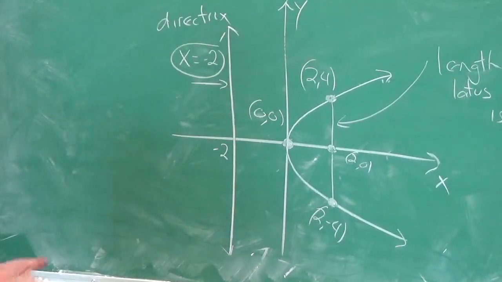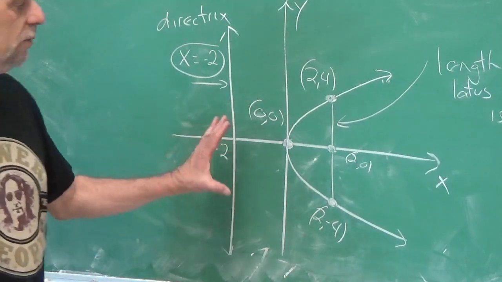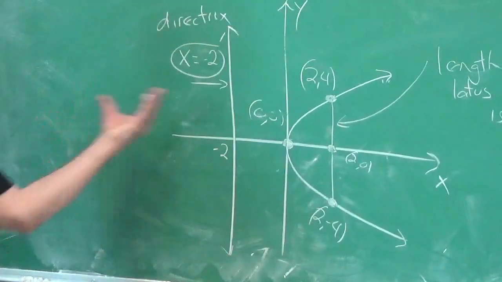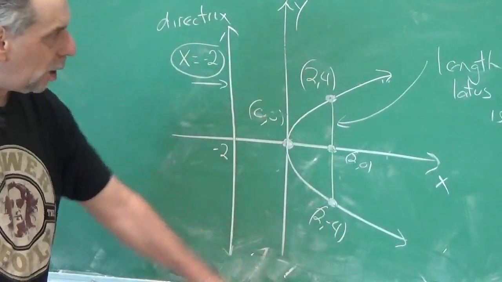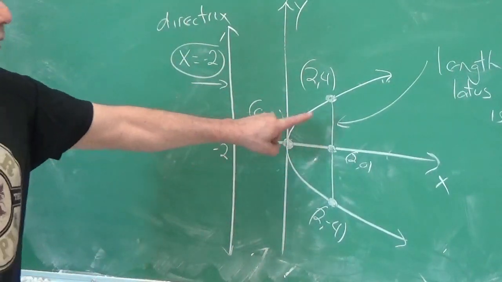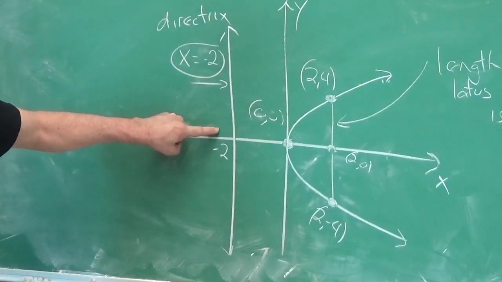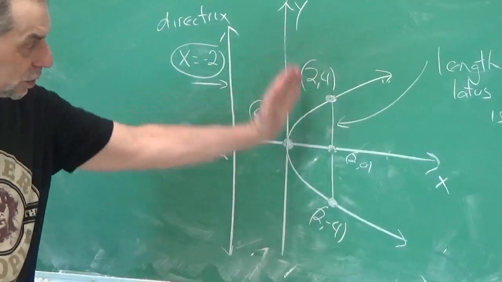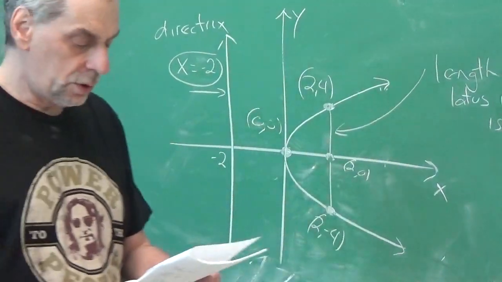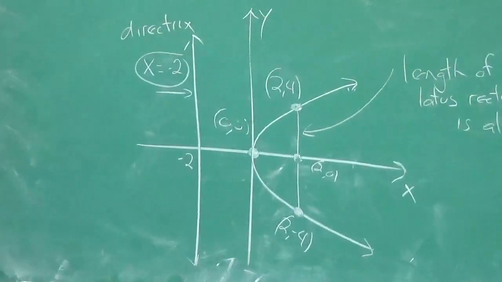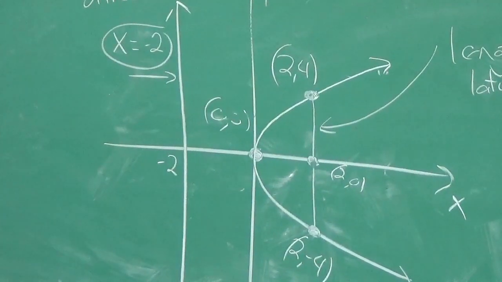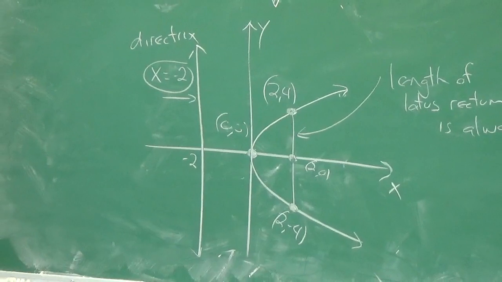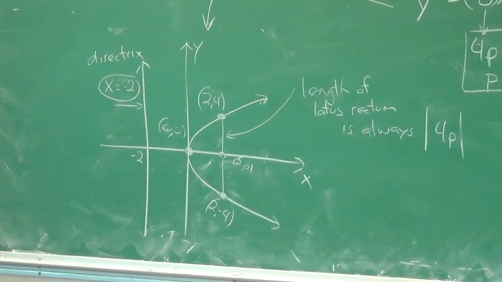Okay, so these are the things we want to know about a parabola. First of all, what direction is it opening? Is it opening this way? Is it opening this way? Is it opening up or down? Where is the vertex? Where is the focus? Where is the directrix? What is the length of this line connecting the endpoints that goes through the focus? All right, so those are all the things we want to determine about a parabola. So let's look at a couple other examples, make sure we understand this.